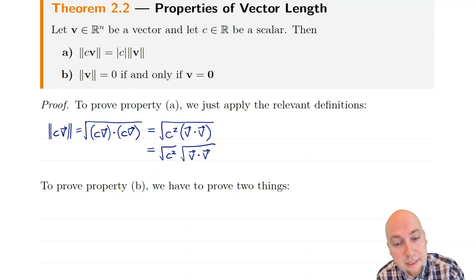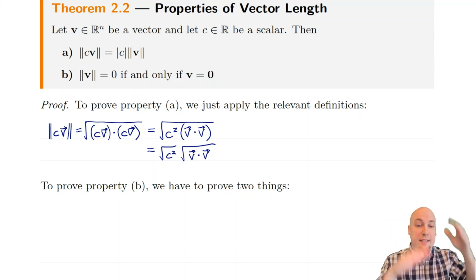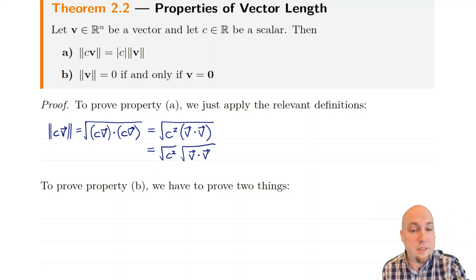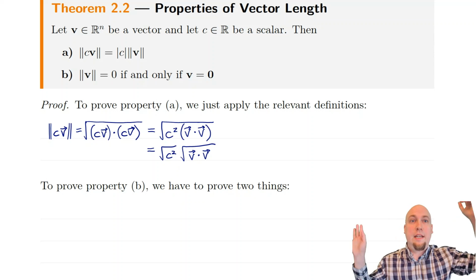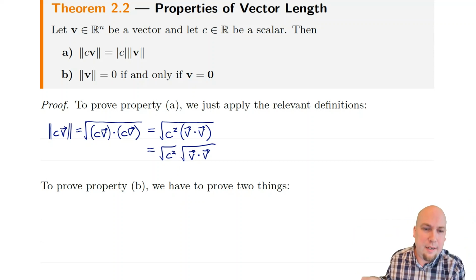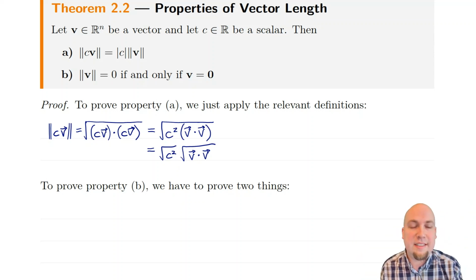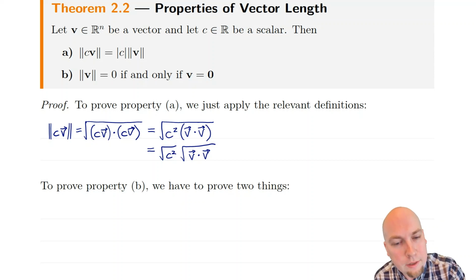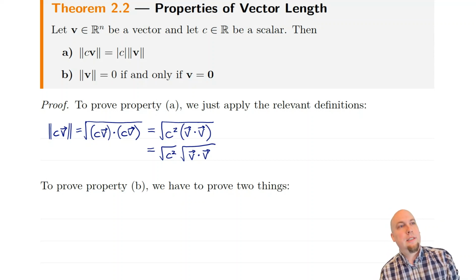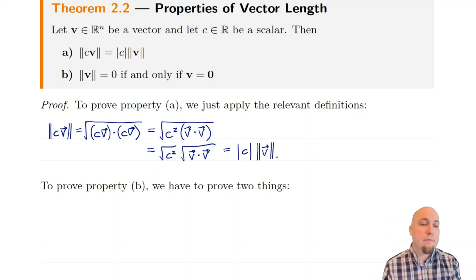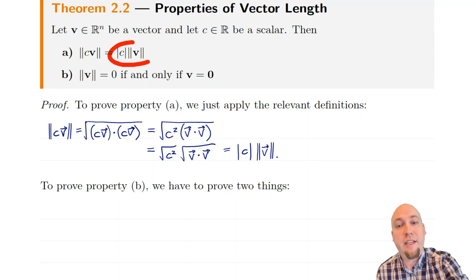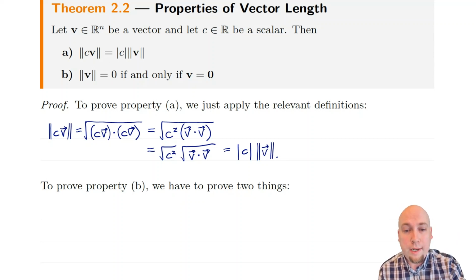Square root of c squared, well, another way of writing that is absolute value of c, right? If you square and then square root, well, that does nothing, except it throws away the minus sign if there was a minus sign. In other words, it does the same thing as absolute value. And over here, I've got square root of v dot v. Well, that's exactly the definition of the length of v. Okay, so just make those two substitutions and we get absolute value of c times length of v, which is exactly what we wanted.